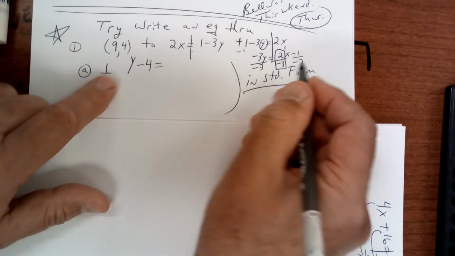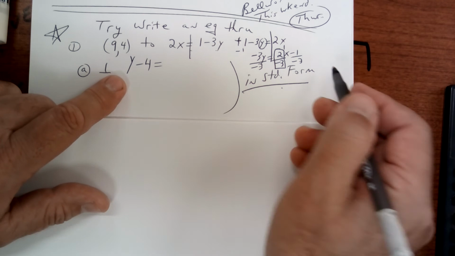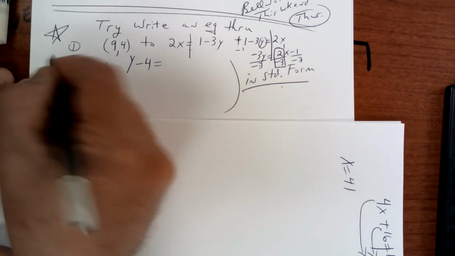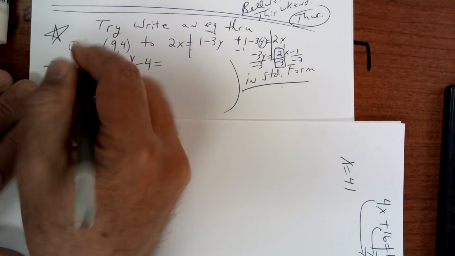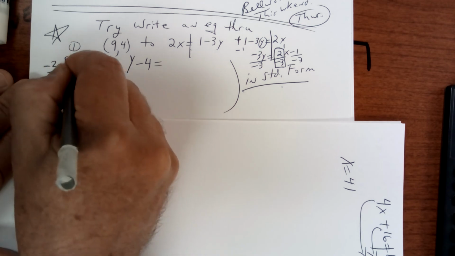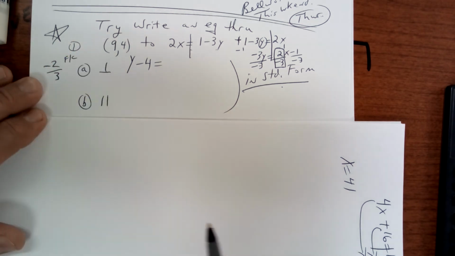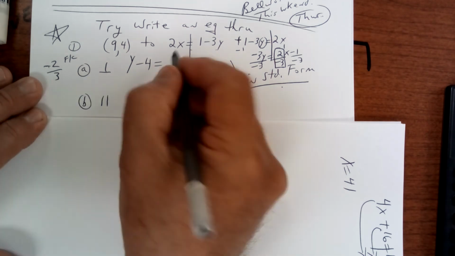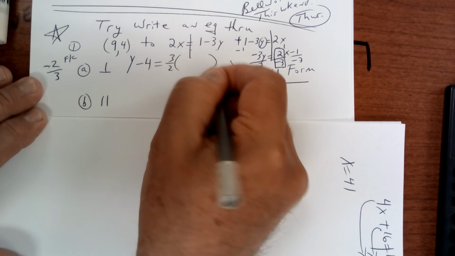Now they want perpendicular on this one, so let me think. Well, you've got to take the negative 2 over 3, I like my negative at the top, and you've got to flip and change, or negative reciprocal. Well, when you change that, that becomes a plus, so you're going to get 3 over 2 when you flip it. It's going to be x minus 9.